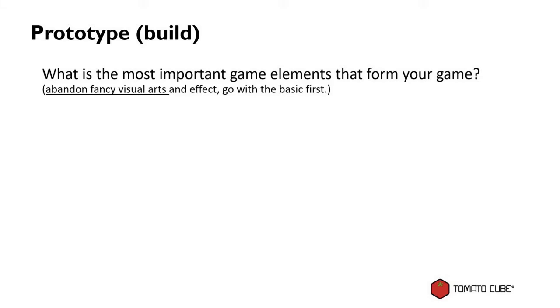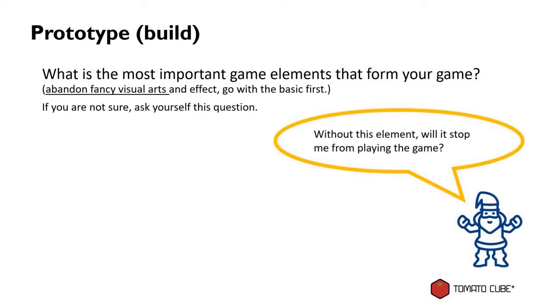At that point, you don't need any special thing like a turbo, or you don't even need to decide the color of the car. So all these visual things or additional enhancements are not needed when we are building the prototype. We need to identify the important things that you will need in order to play the game. If you're not sure what they are, you can ask yourself this question: without this element, would it stop me from playing the game?